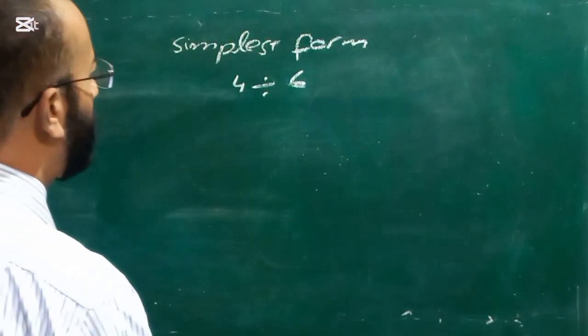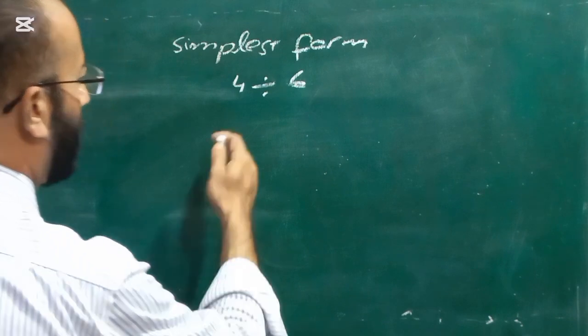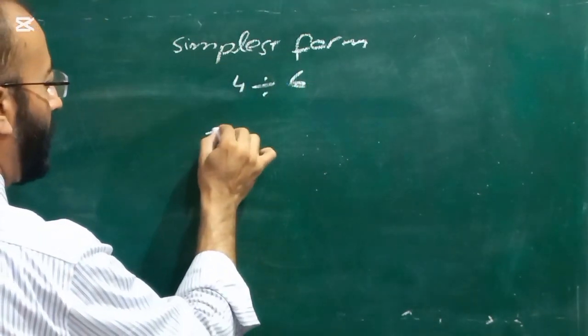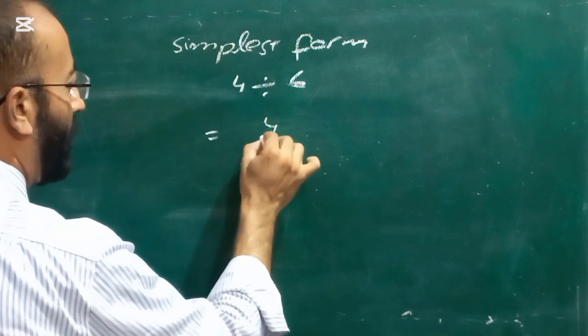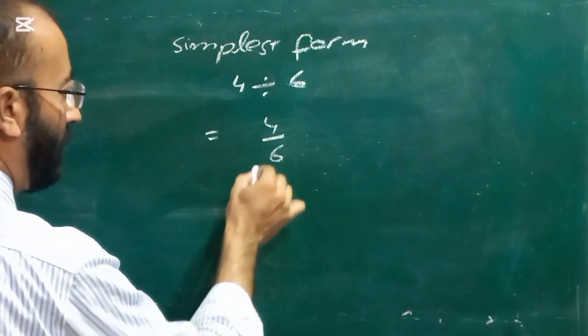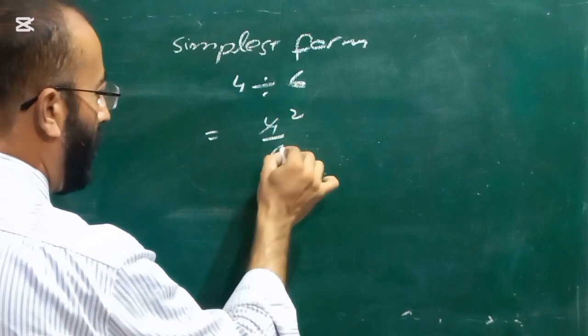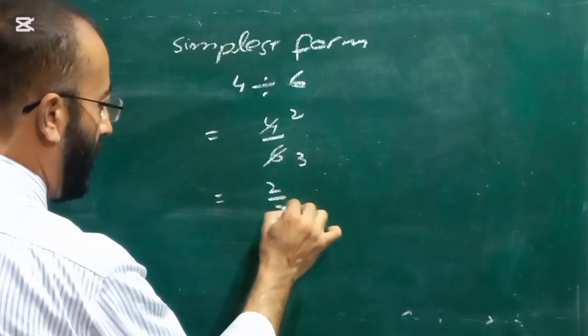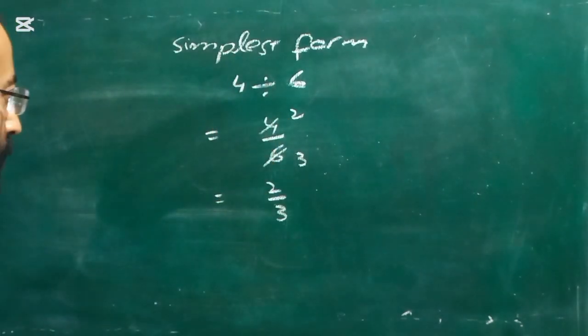The statement of the question is to convert this question into simplest form. So the method is to put the first number in the numerator and the second one in the denominator and cancel them in the same table if they come. So 2 2s are 4 and 2 3s are 6. So 2 by 3 is the simplest form of this question.